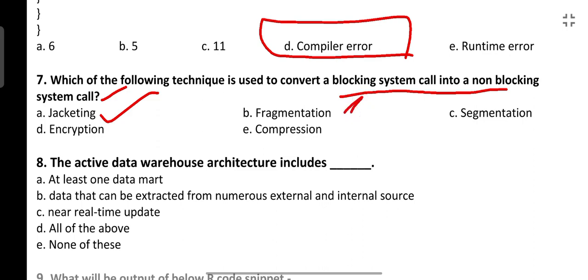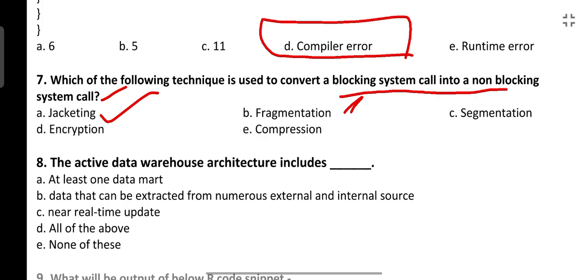What is fragmentation? Fragmentation is memory fragmentation, where small free memories are there, but they are not contiguous. So no new process can come into memory. That is known as fragmentation. It has two types: internal fragmentation and external fragmentation.